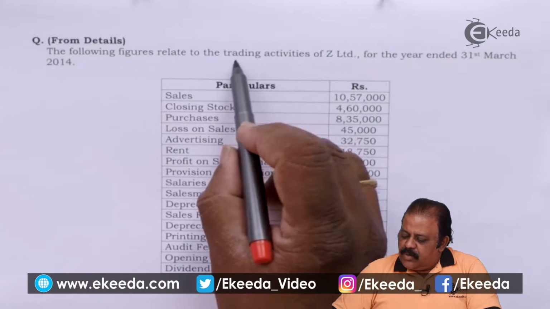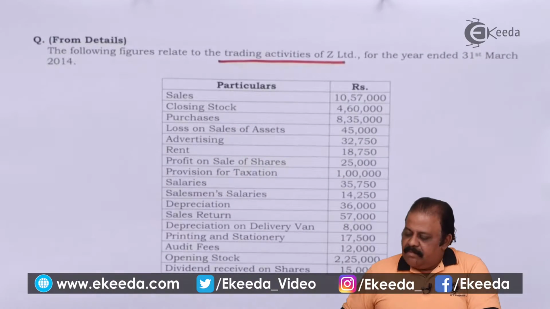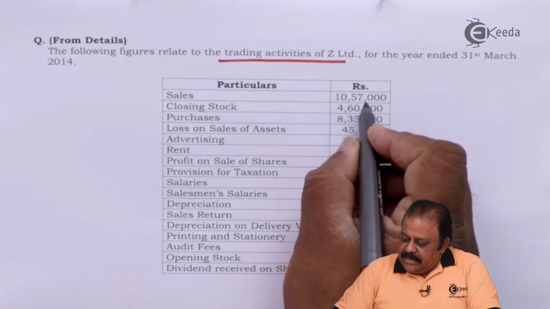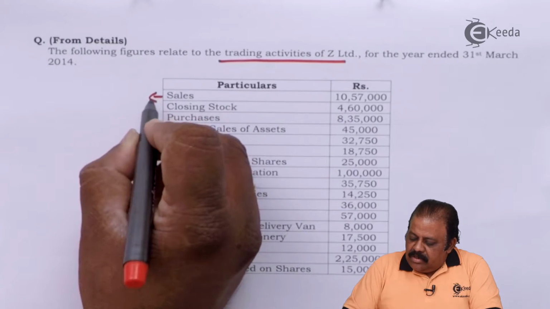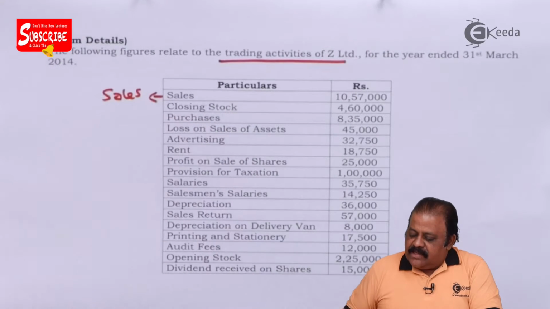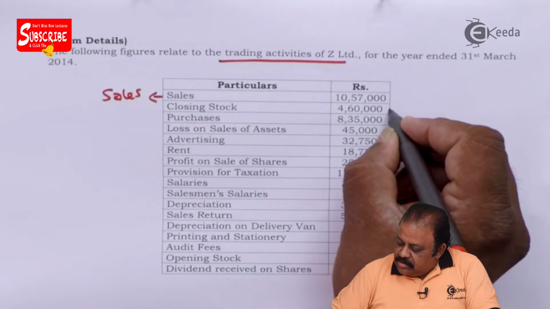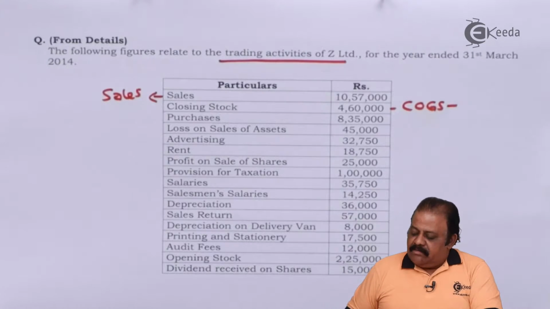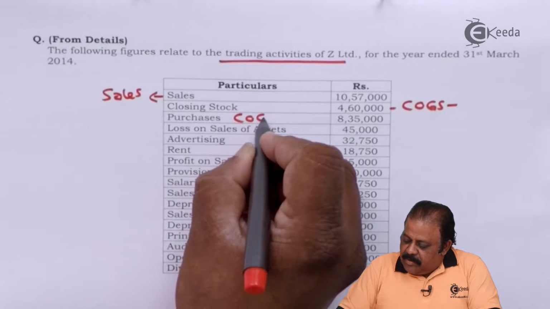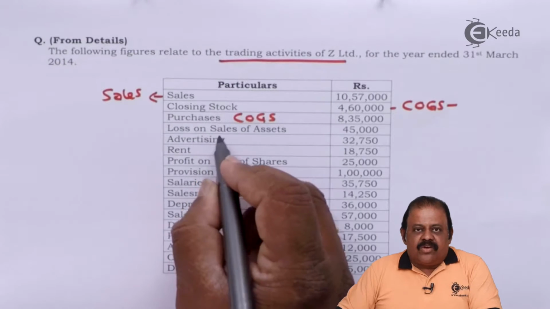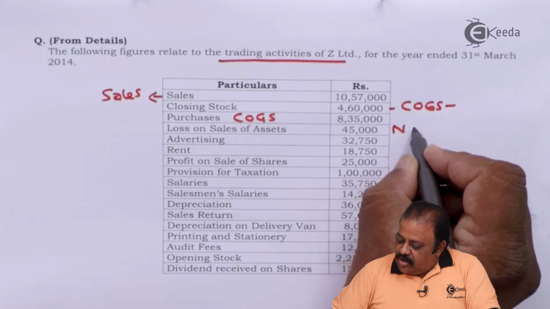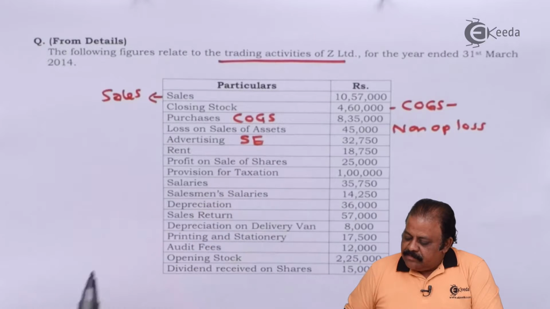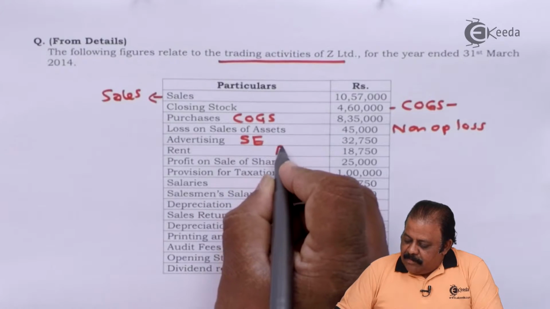The following figures relate to trading activities of Z Limited for the year ended 31st March 2014. Sales 10,57,000. In the vertical income statement it will be recorded as sales. Closing stock: while calculating cost of goods sold, this amount will be deducted. Purchases will be part of cost of goods sold. Loss on sale of asset is non-operating. Advertising is a selling expense. Rent is an administration expense.